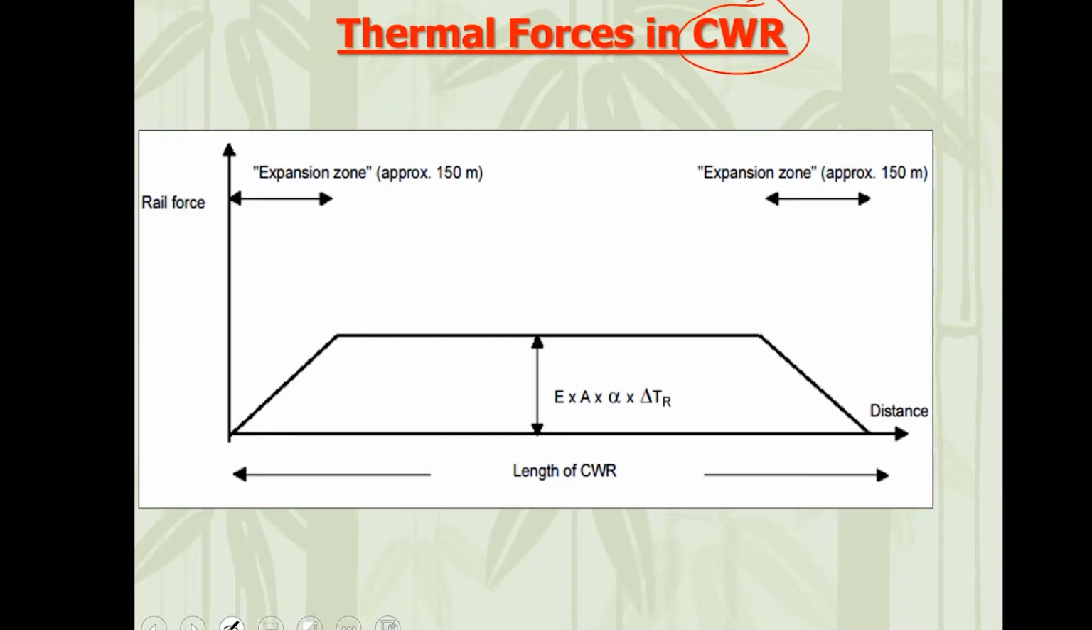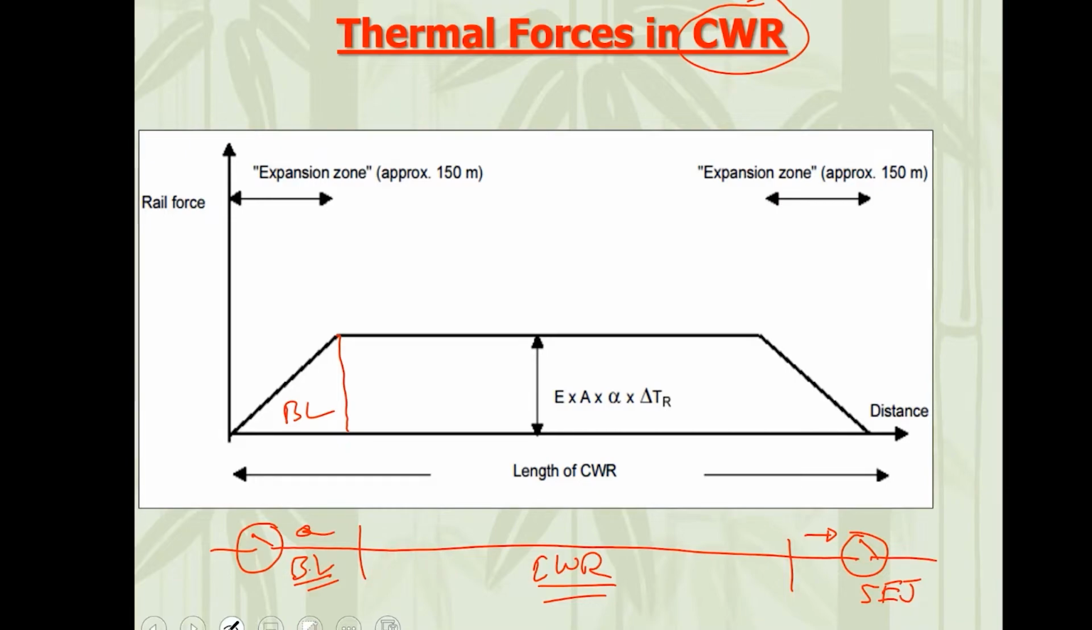Then up to a certain distance, there will be thermal expansion or contraction of the track, right? And this length is called basically the breathing length. So here up to this point, this is the breathing length, right? And the thermal forces will gradually build up in this breathing length. Why gradually build up?